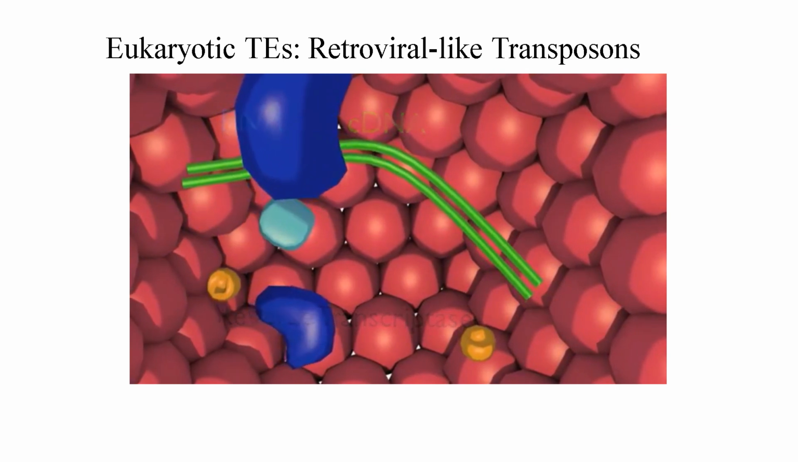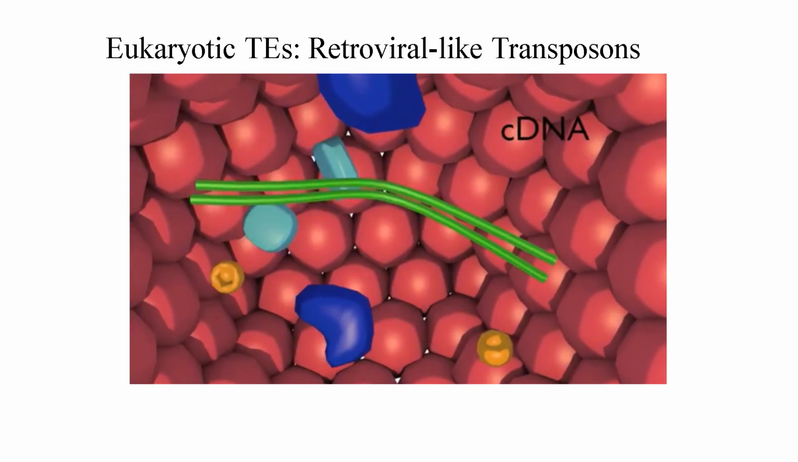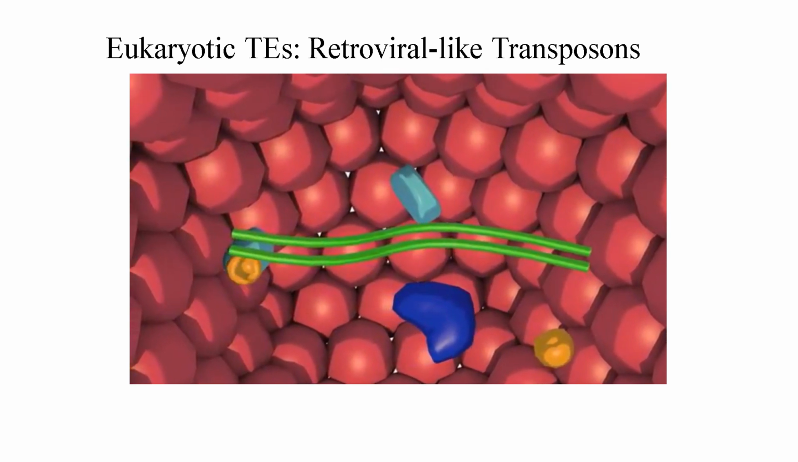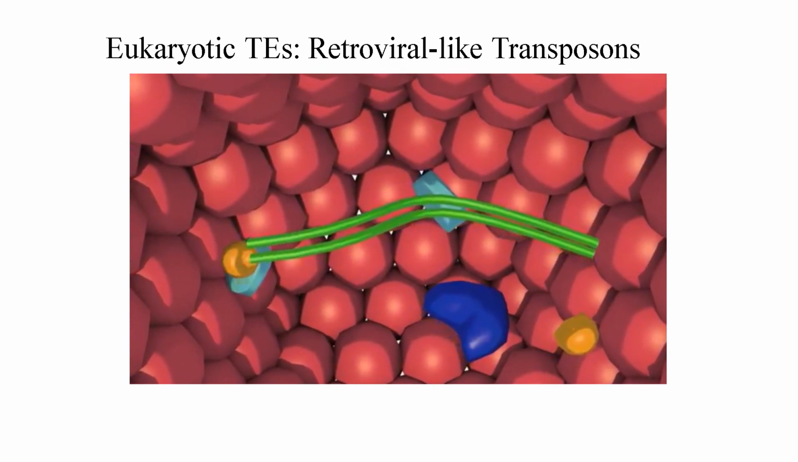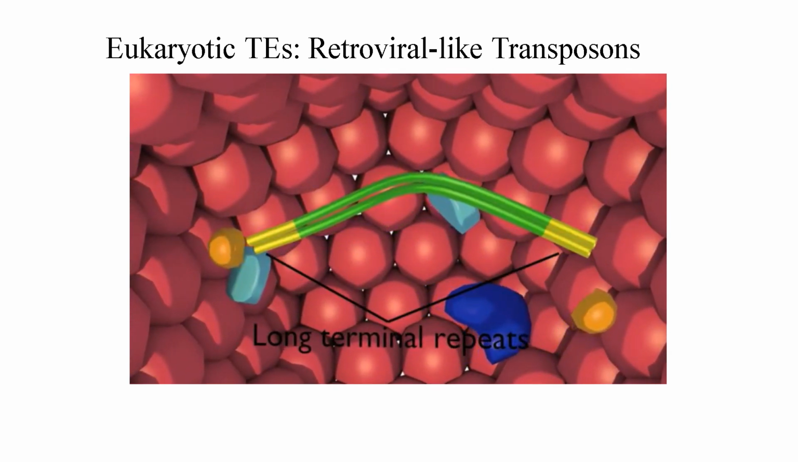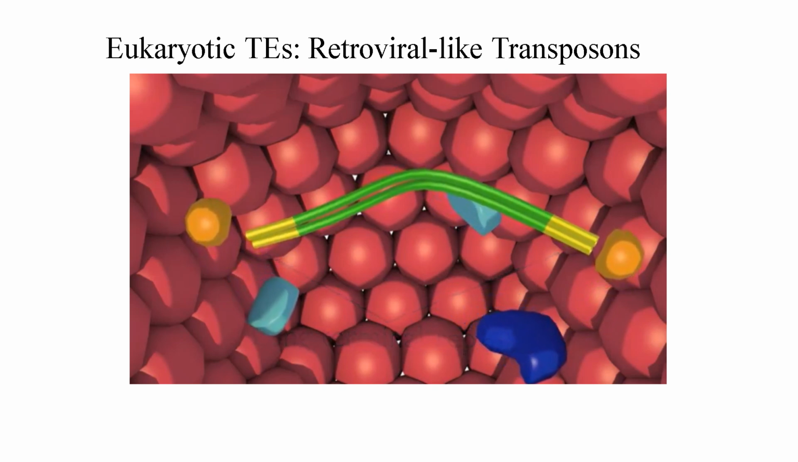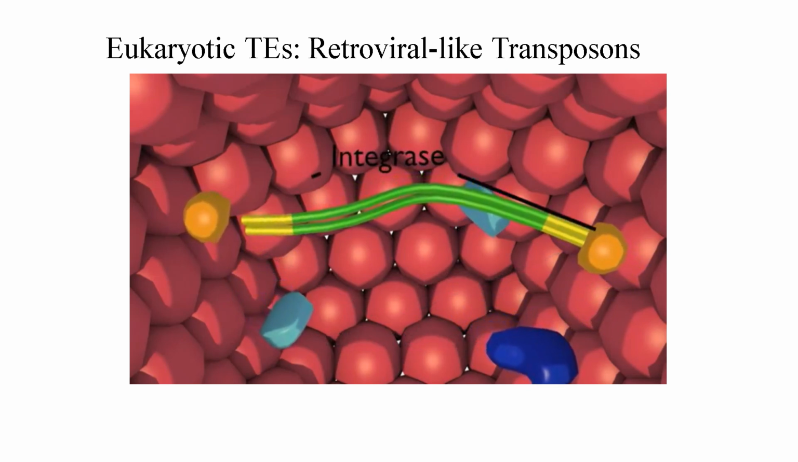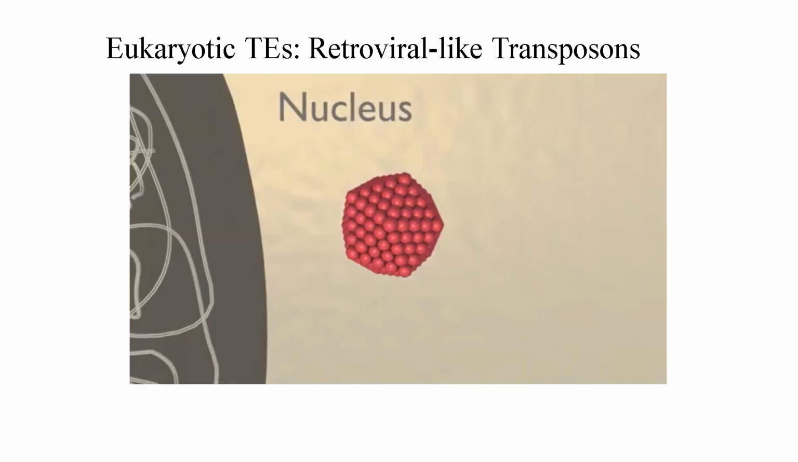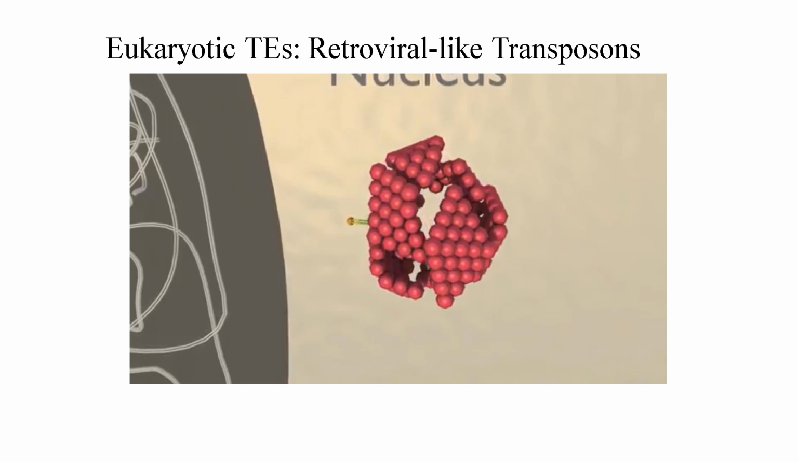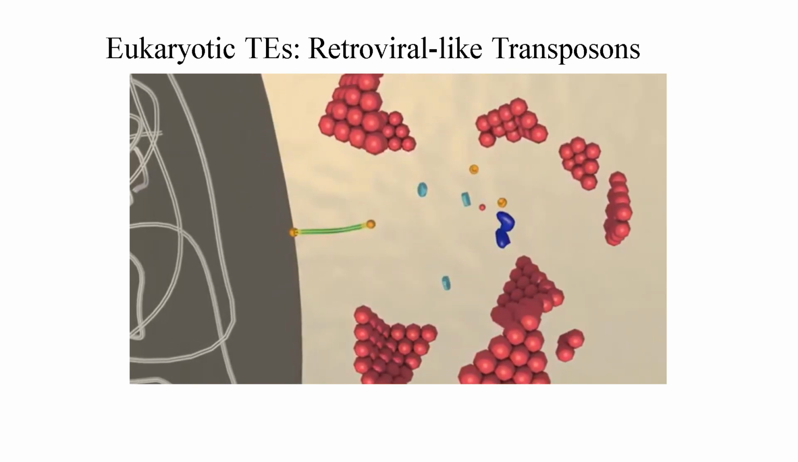This viral DNA genome is also called a cDNA. The termini of the viral DNA genome are directly oriented repeat sequences called long terminal repeats, which are several hundred base pairs long. The viral integrase interacts with the ends of the viral DNA. The capsid is then disassembled and the cDNA integrase complex is transported into the nucleus.